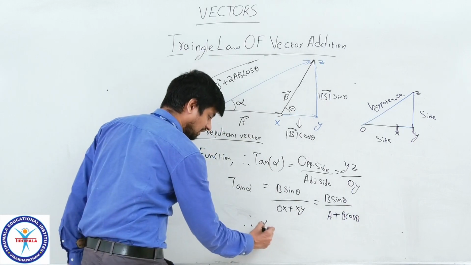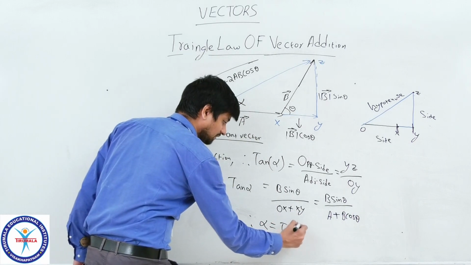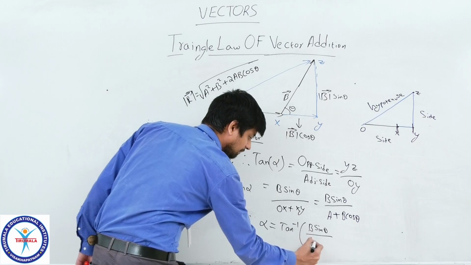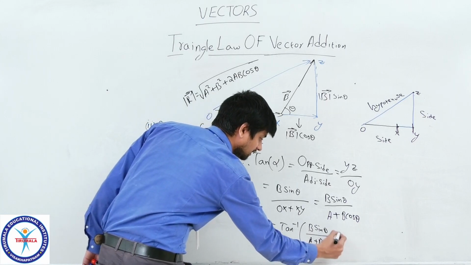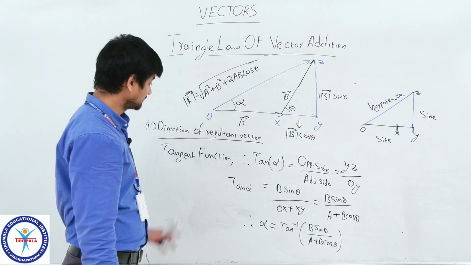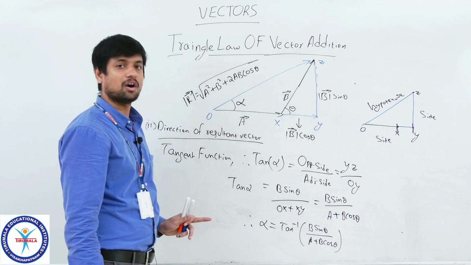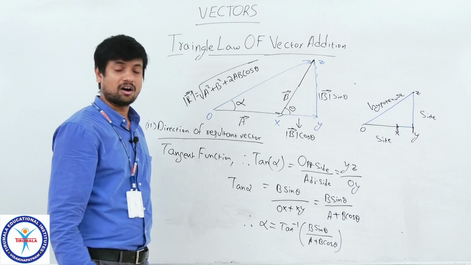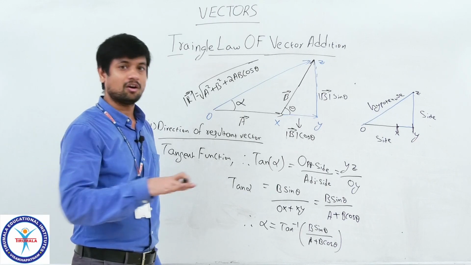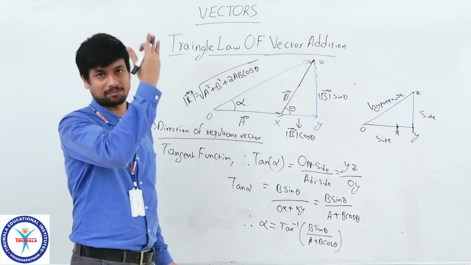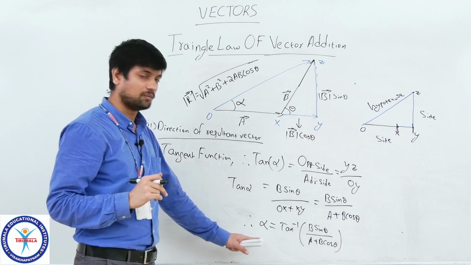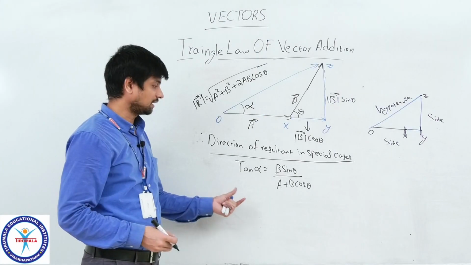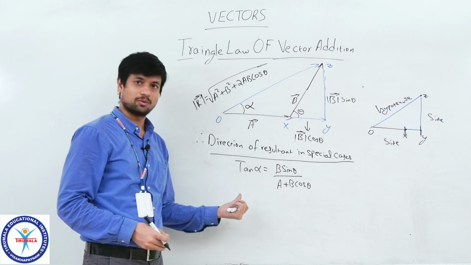So for direction, I want angle alpha equal to the inverse function of tan of B sin theta by A plus B cos theta. In this way we can calculate the direction of the resultant vector R, how much angle it is making with the horizontal. Horizontal, because your reference is either horizontal or vertical, parallel or perpendicular. That is why alpha value is this way. So tan alpha equals B sin theta by A plus B cos theta, which we obtained.